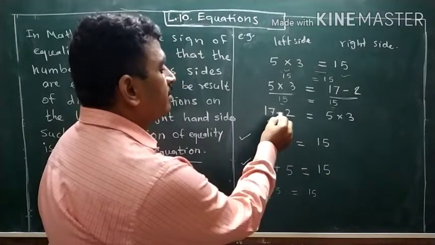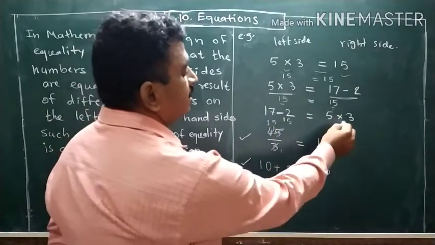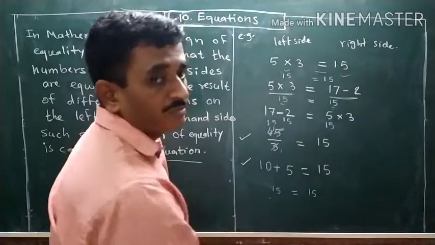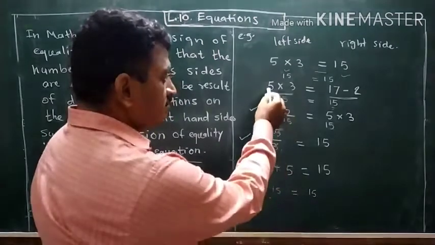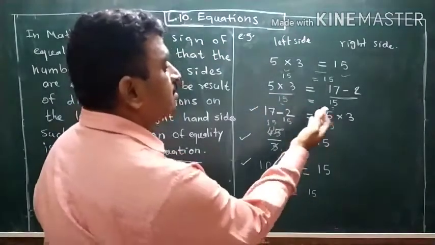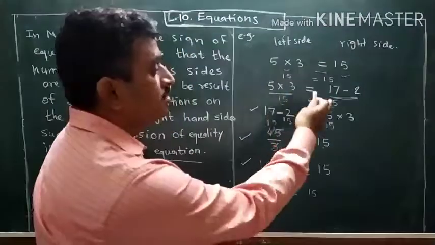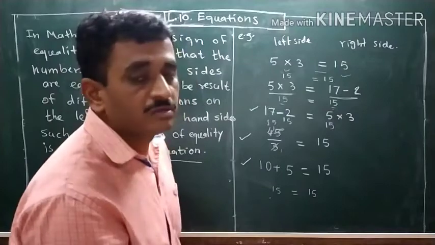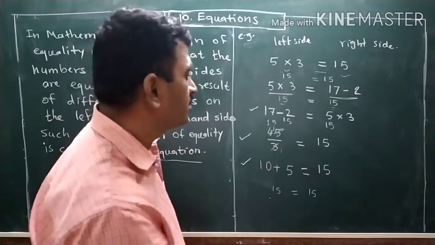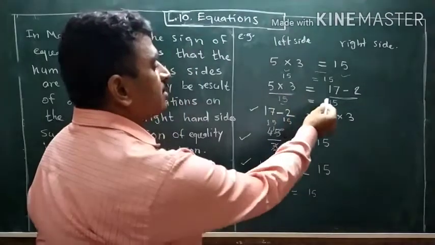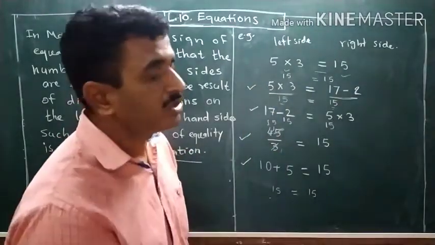Now you can see 17 minus 2 is 15, and 5 multiplied by 3 is also 15. So this is also called an equation. When we change the place of these expressions, the values still remain constant on the left hand side and right hand side. 5 multiplied by 3 is 15, and 17 minus 2 is also 15. So it is called an equation.